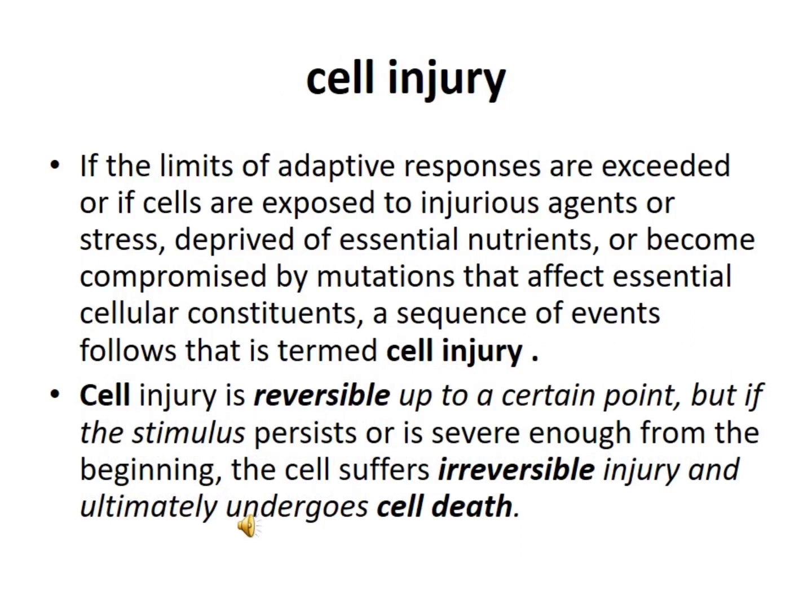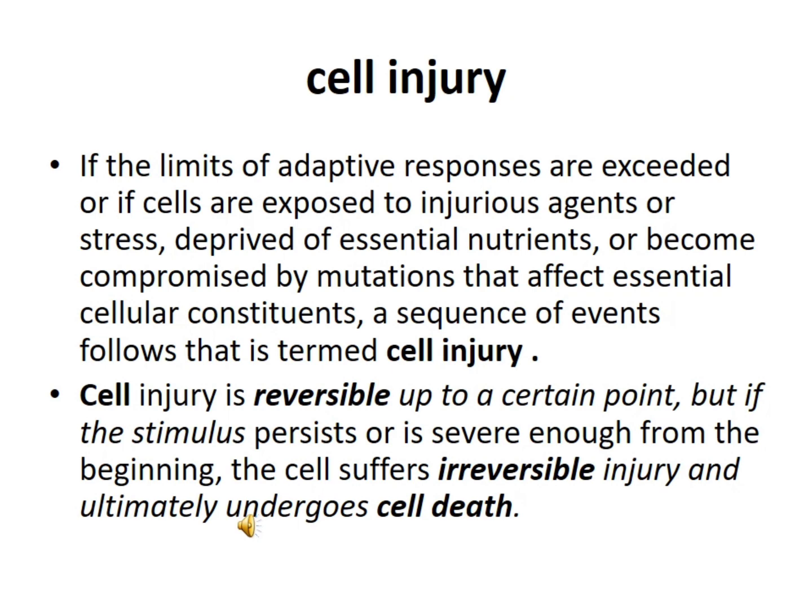Now the second entity after adaptation is cell injury. If the limits of a cell for adaptation are exceeded, then it goes towards cell injury. Or you can say when the injurious agent is very harmful or beyond its limit, then the cell will go into the state of cell injury. Cell injury can be of two types: one is reversible and the other one is irreversible.